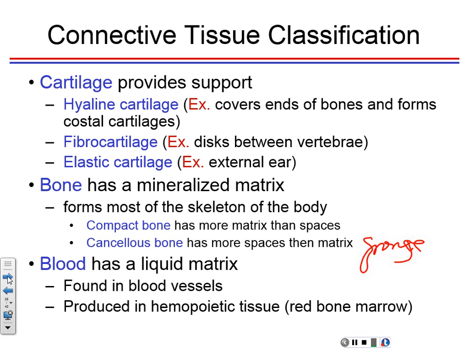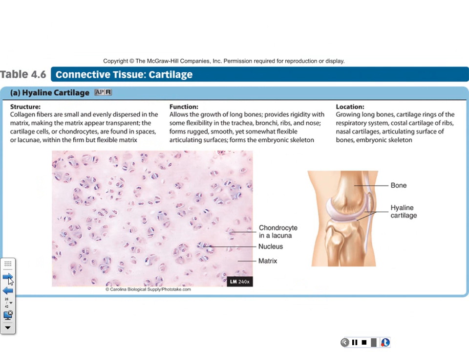And then blood, which is a fluid matrix. Blood is made in bone marrow. Okay, blood is a fluid matrix called plasma, right? And in it are white blood cells, red blood cells, and platelets. All right, and then the red bone marrow is the hematopoietic tissue. All right, so get that.